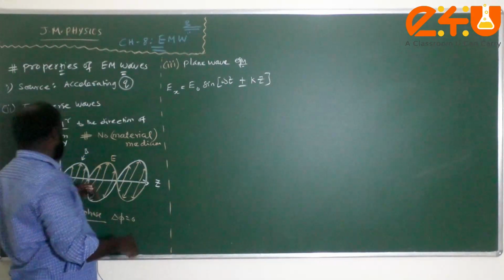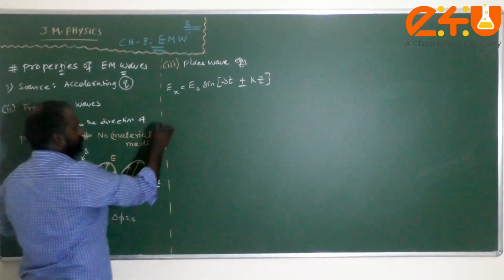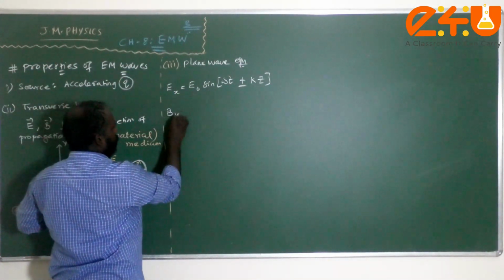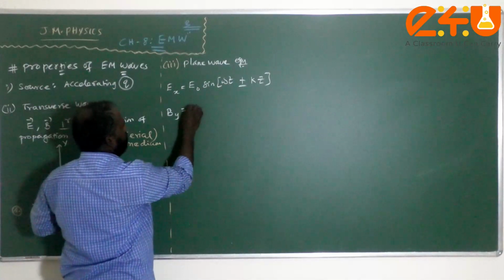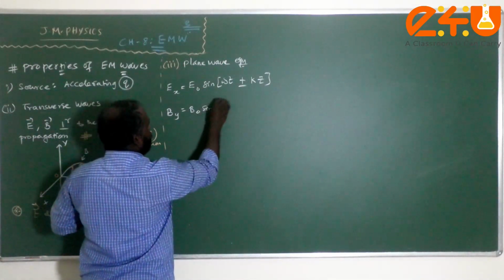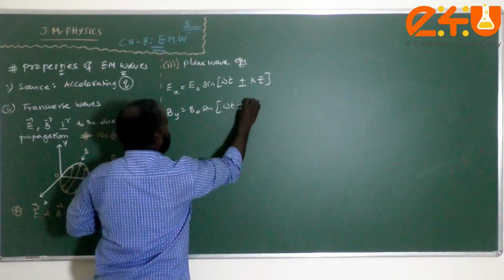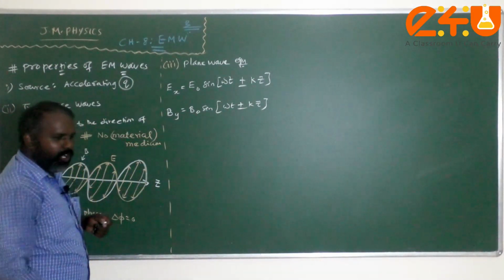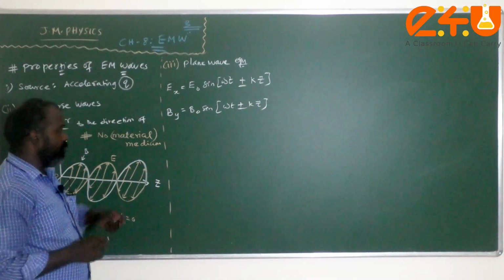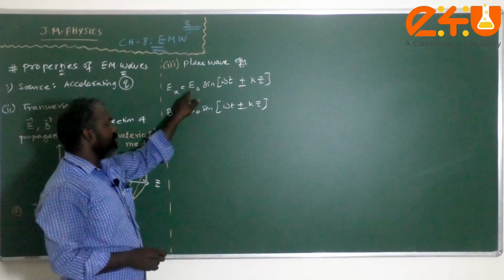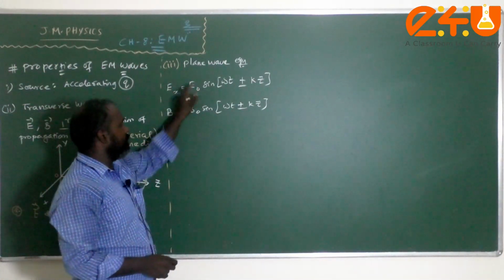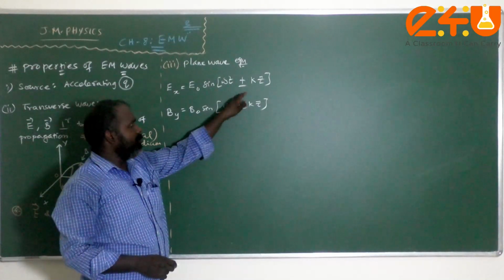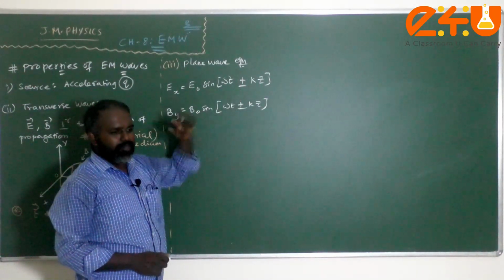Yes, similarly along the y direction the magnetic field is changing. So therefore By equals B naught sine of omega t plus or minus kz. In the AC chapter we said, what is the phase factor and amplitude? Before the trigonometric function, what is that? That is called the amplitude of the electric field. And after the trigonometric function, what is that? That is called the phase factor.